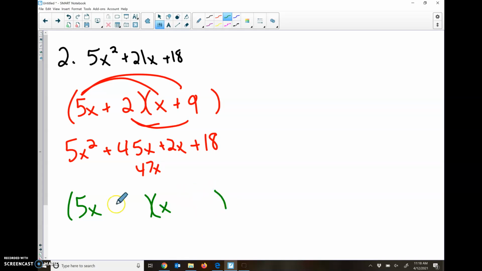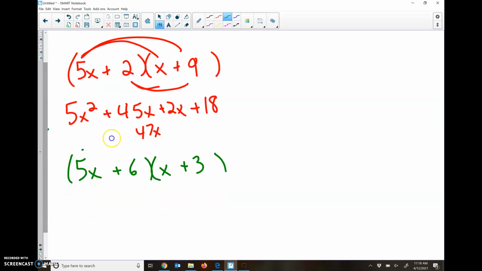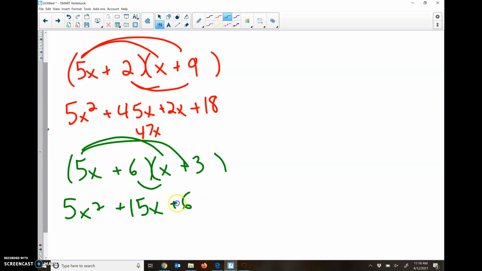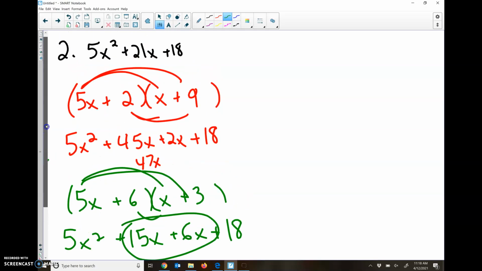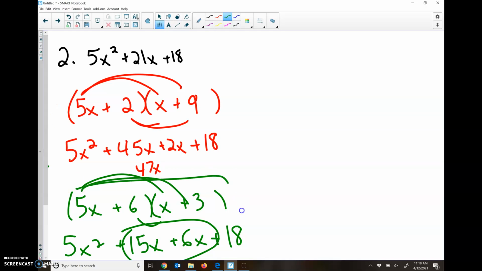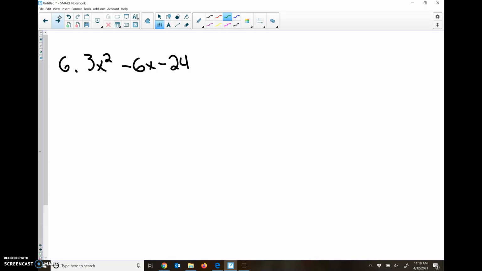So now I'll try 6 and 3. So again, a lot of guess and check, so it might be frustrating for some of us if we keep guessing and checking the wrong ones here. This one looks promising. So there it is. 15x and 6x do add up to 21x. So then this would be my answer. 5x plus 6, and then x plus 3.